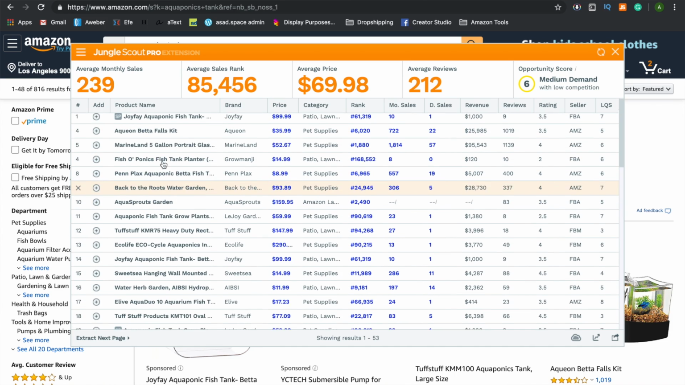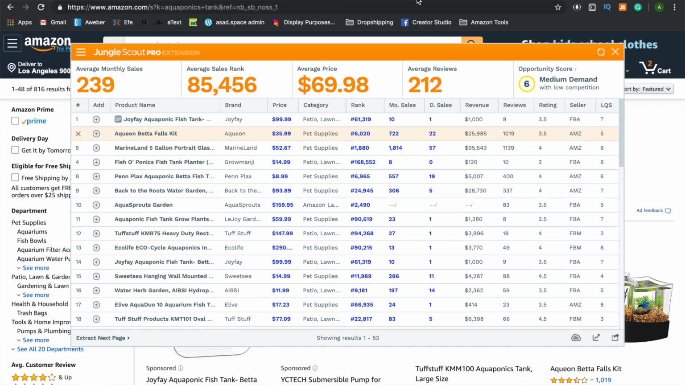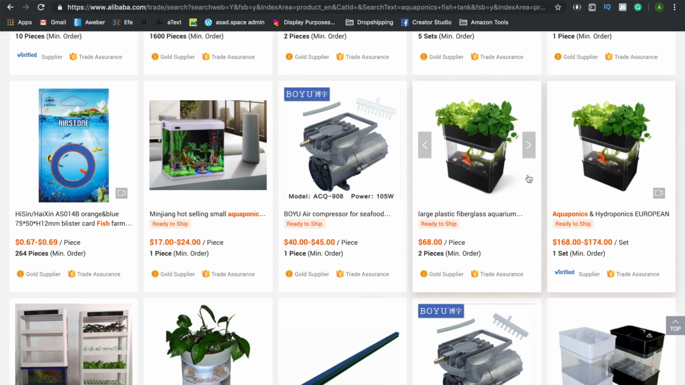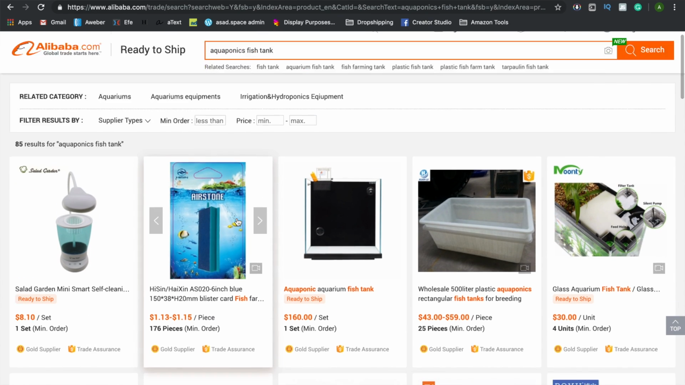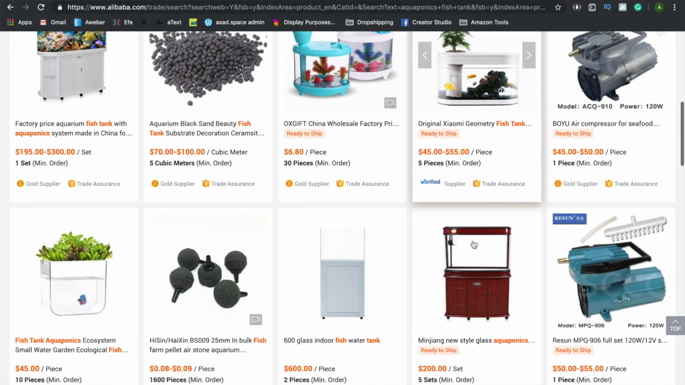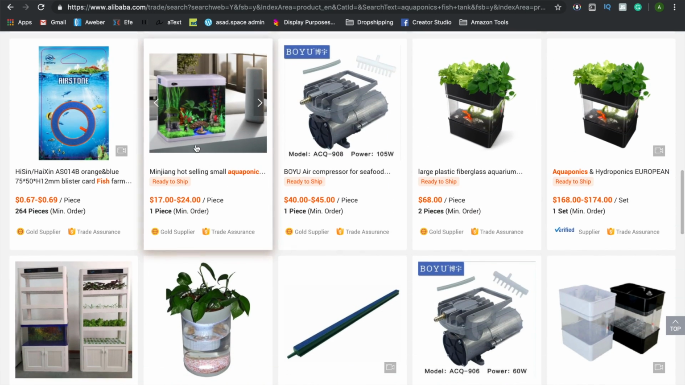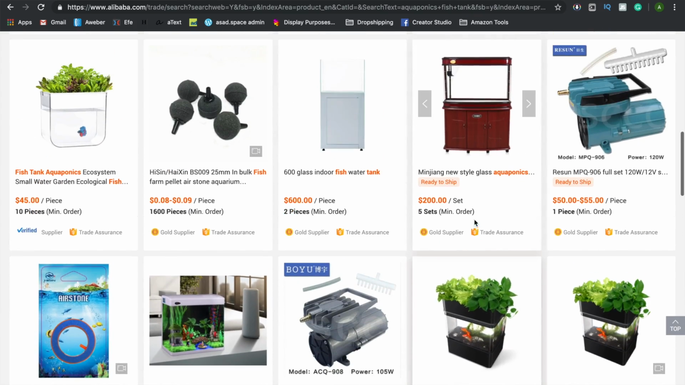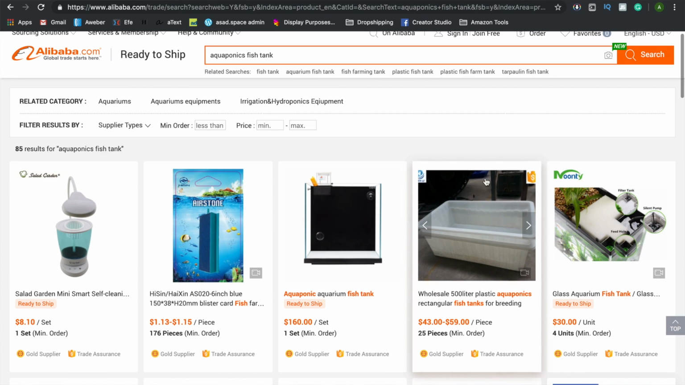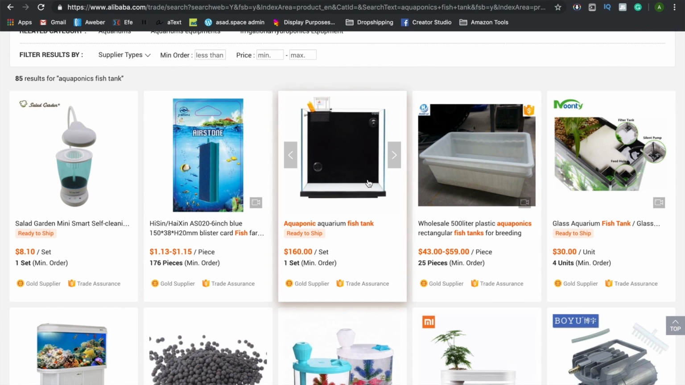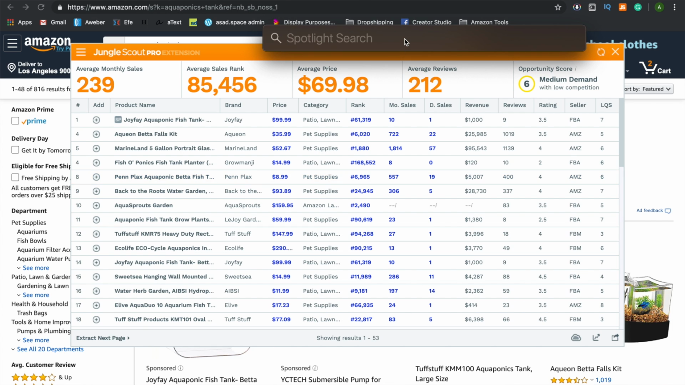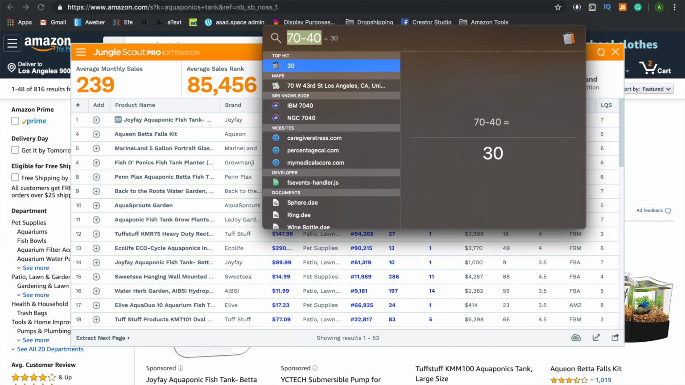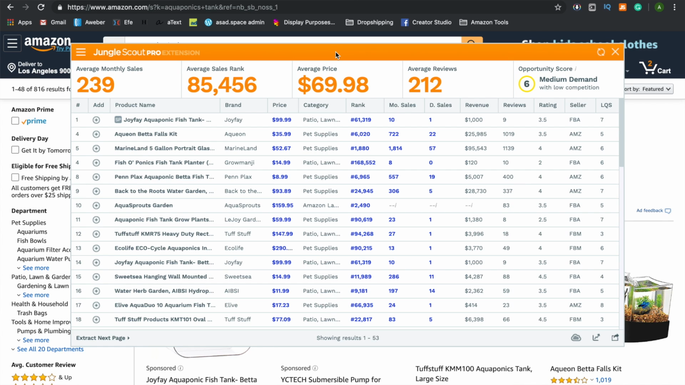Now, looking through these, I know these are all kind of small fish tanks, so I can get an idea of what the product is. So I look over here, this one's 68. These ones right here are 30. That one's 40, 45. That one's $17 to $24. So considering the 68, the 45, the 30, I'm going to say the average price, let's just put an average price of about $40, right? So $70 minus 40 is $30. I'm going to write this product off because $30 without Amazon fees, shipping, and taxes is not enough of a margin for me to be interested in. So aquaponics fish tank is going to get taken off.